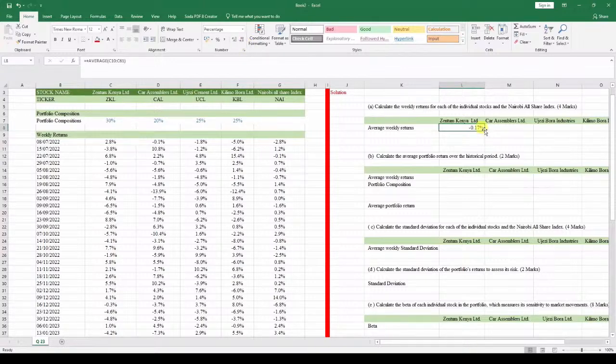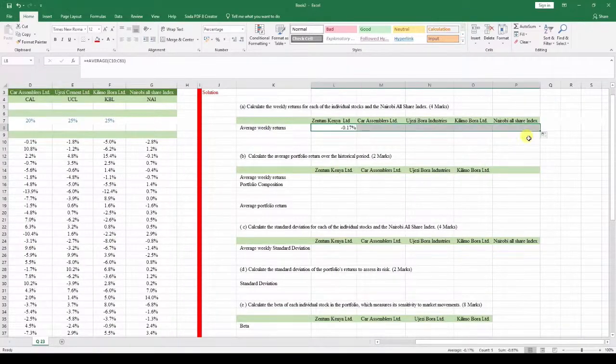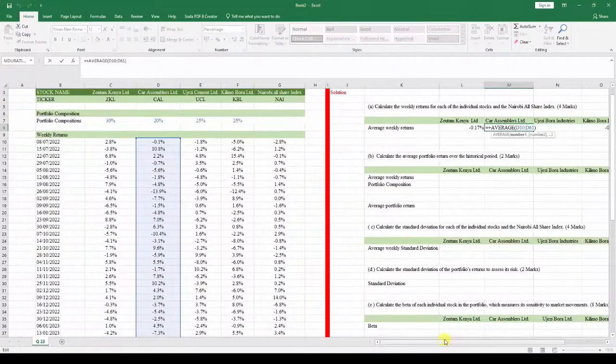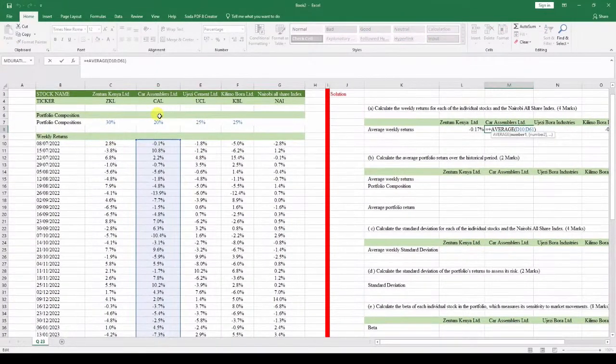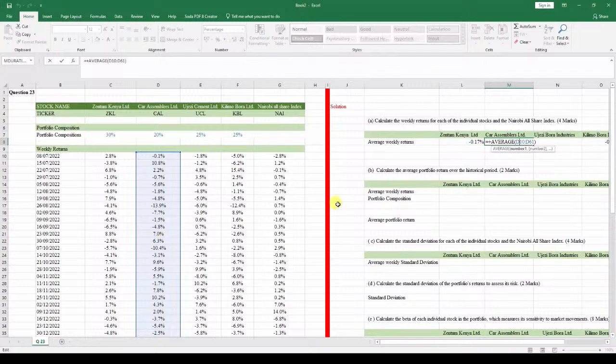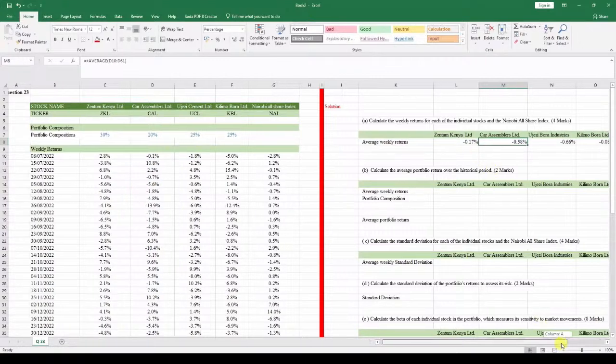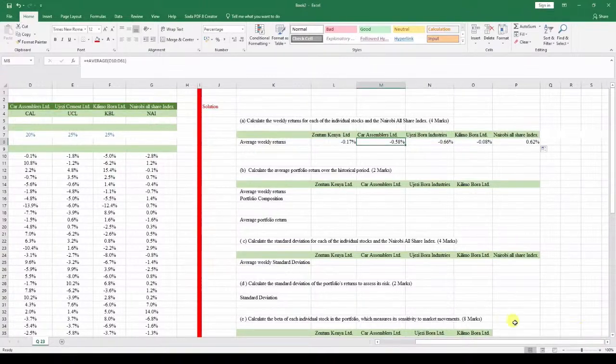And if we were to drag it moving towards the right, we wouldn't be wrong, because we're saying that it picks the average for car assemblers. You can see car assemblers, it picks it right there. So that's what they're saying, the average weekly returns is given to us right there. Escape. We move ahead and answer part B of the question.